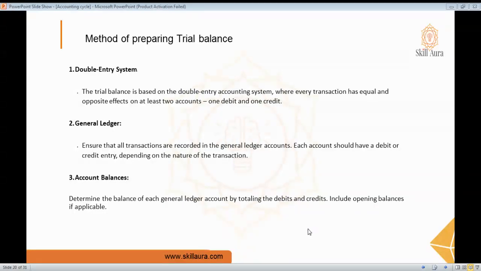Let's know the methods of preparing the trial balance. Here, the first method is very important, and as you know, it is the double entry system. Here, the trial balance is based on the double entry system and also the accounting equation, where all the transactions have an equal and opposite effect on at least two records.